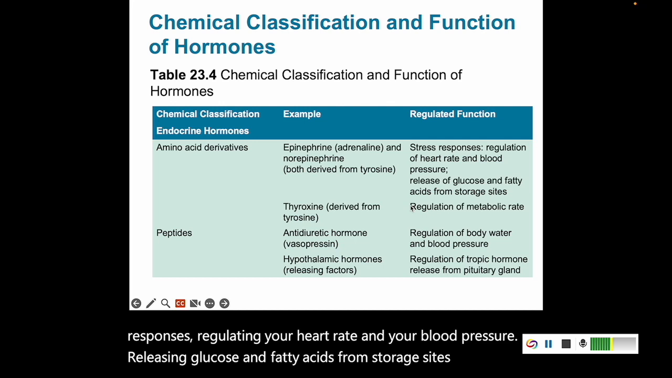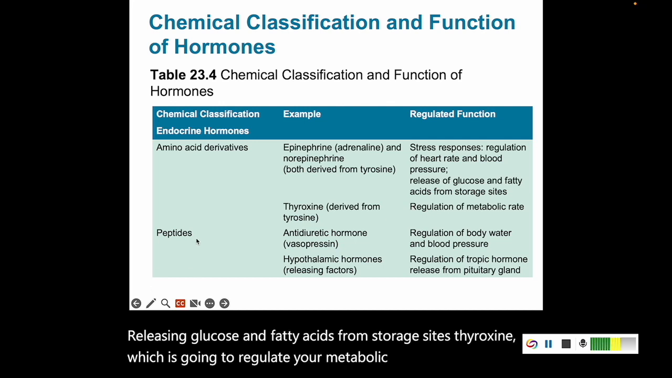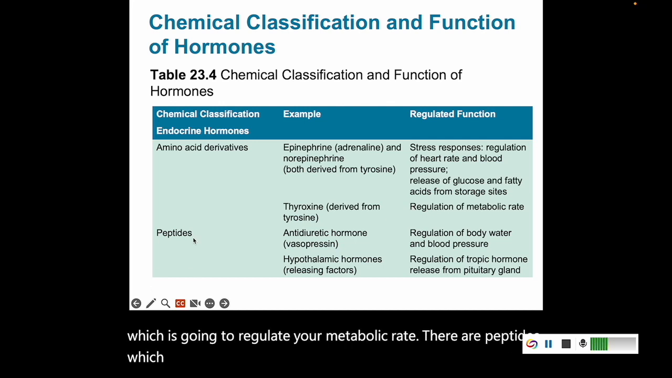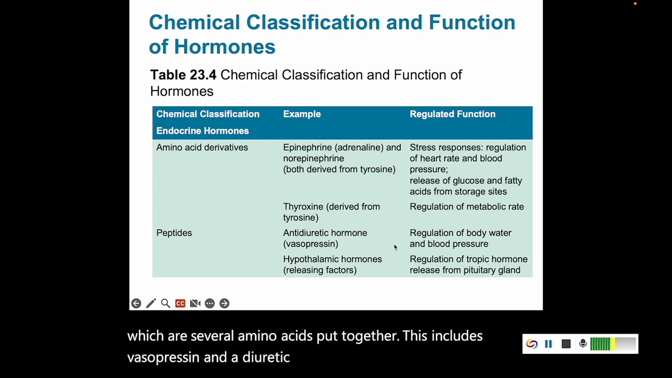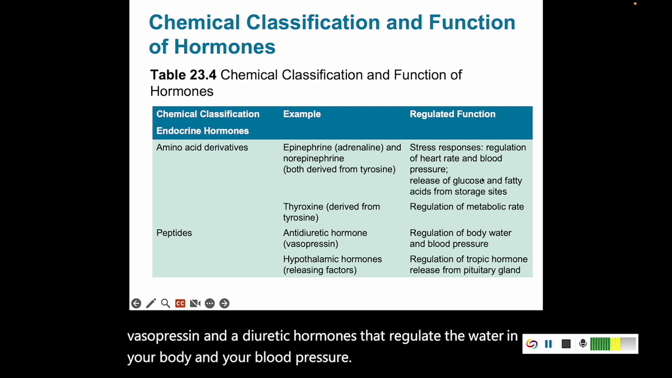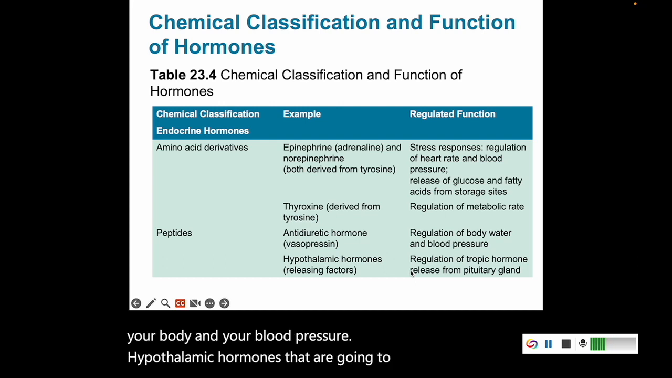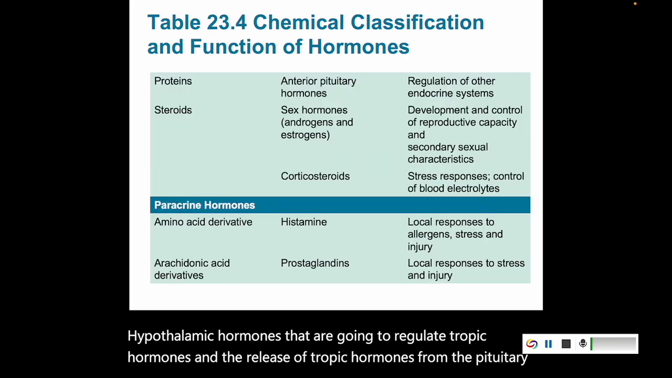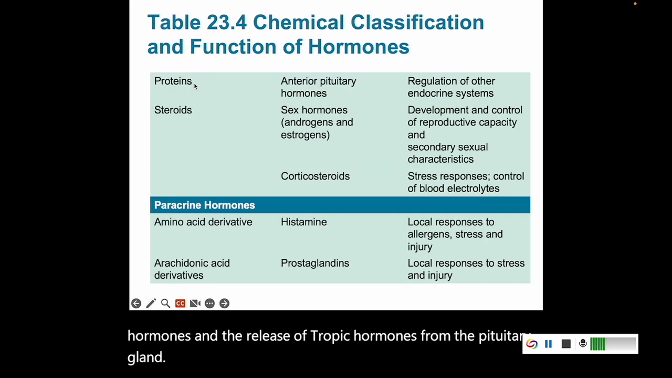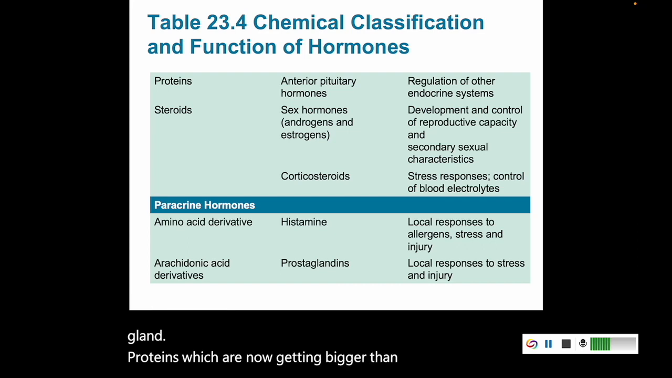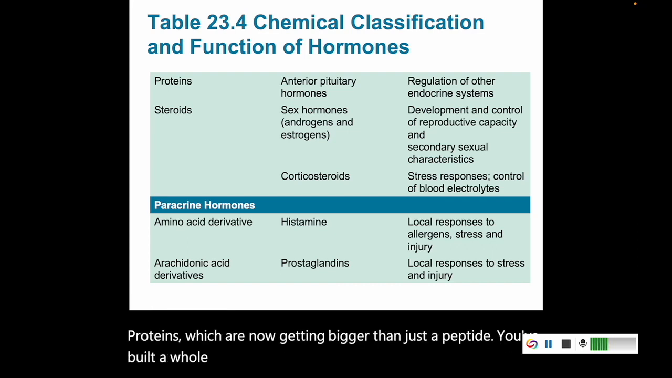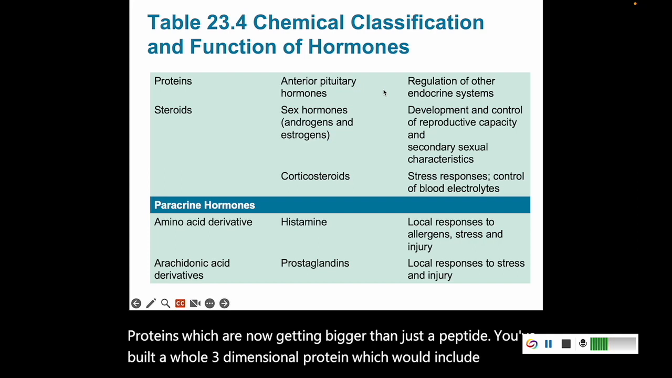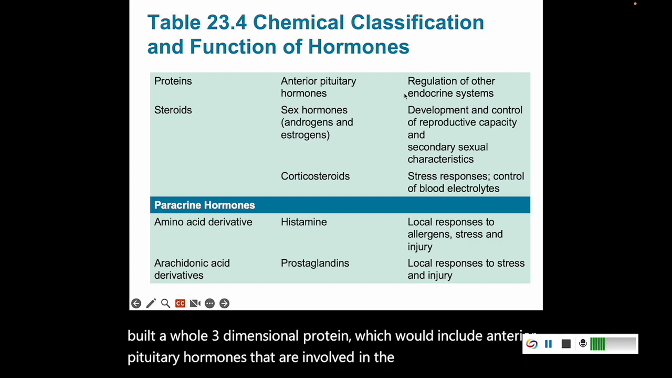Thyroxine, which is going to regulate your metabolic rate. There are peptides, which are several amino acids put together. This includes vasopressin, antidiuretic hormones that regulate the water in your body and your blood pressure. Hypothalamic hormones that are going to regulate the release of tropic hormones from the pituitary gland. Proteins, which are now getting bigger than just a peptide. You've built a whole three-dimensional protein. This would include anterior pituitary hormones that are involved in the regulation of other endocrine systems.